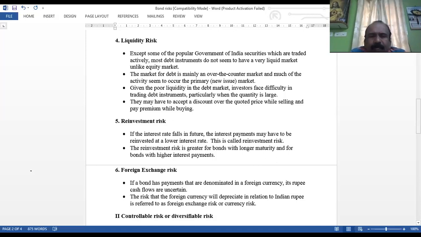Given the poor liquidity in the debt market, investors face difficulty in trading debt instruments, particularly when the quantity is very large. So they may have to accept a discount over the quoted price while selling and pay a premium while buying. So liquidity is a major concern for the debt instrument, or bond market. Liquidity means we cannot sell the bond when we wish to sell, as we can in the equity market.